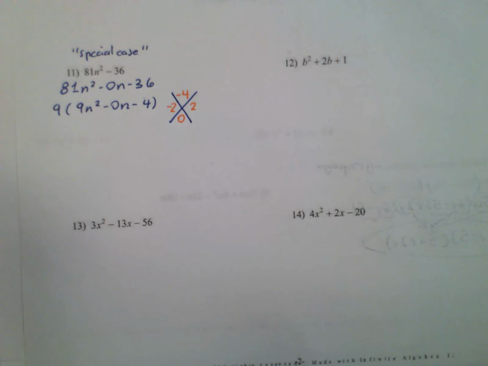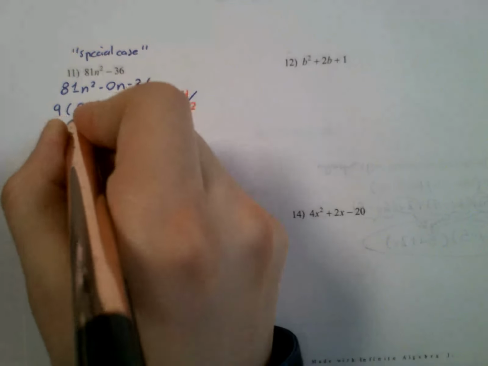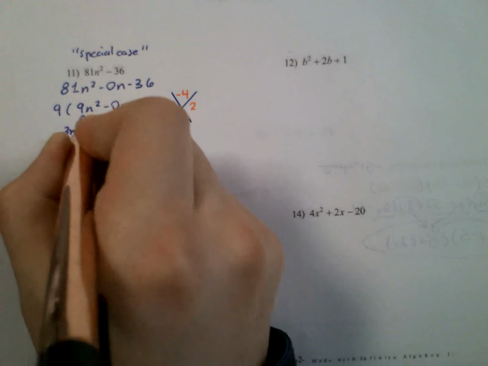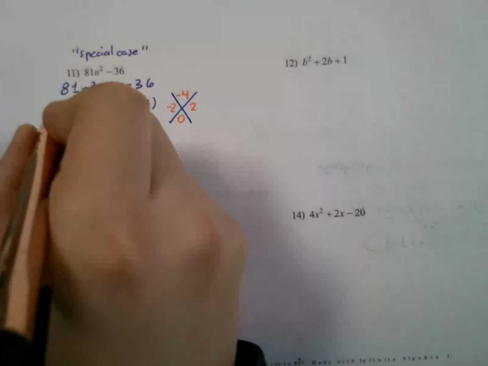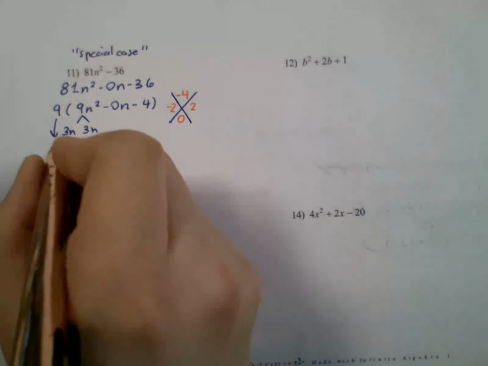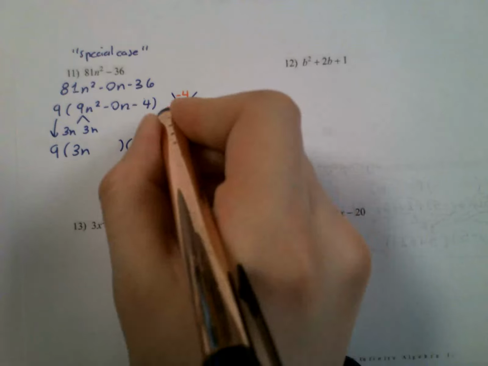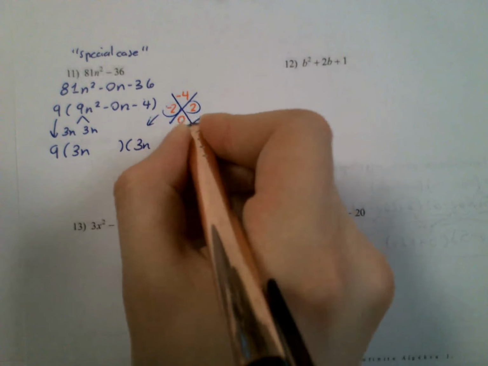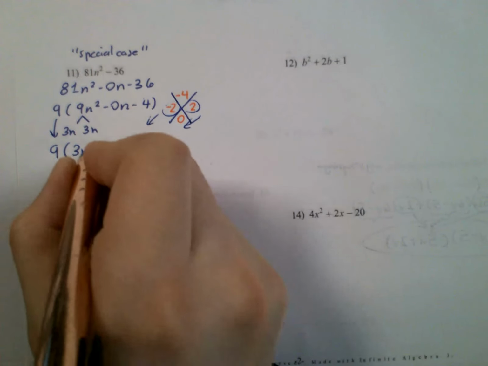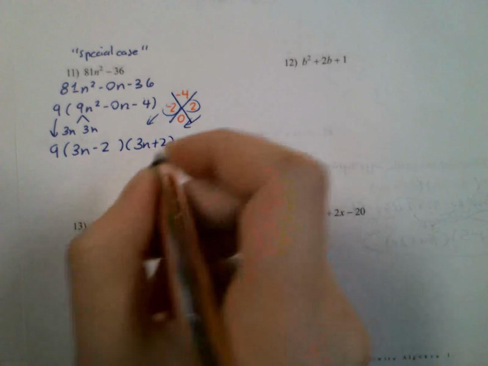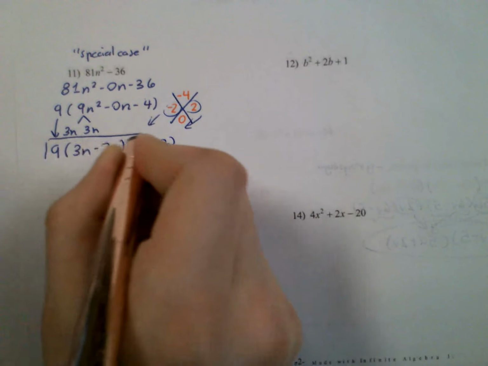Okay? From there, we just need to know we've got to split this 9 into 3n and 3n. Bring down my leading coefficient. Right of parentheses, we have 3n. Close, open, 3n. Bring our numbers from here over. So then we have negative 2 and positive 2. And there's my answer.